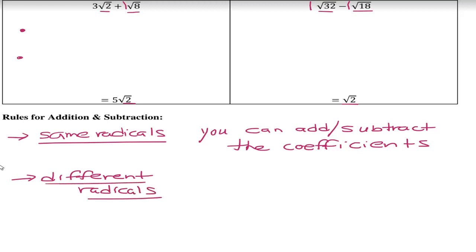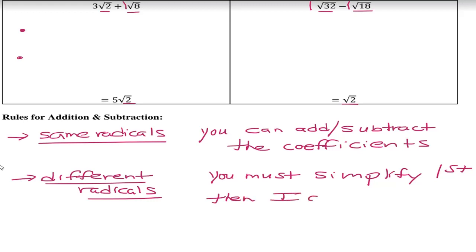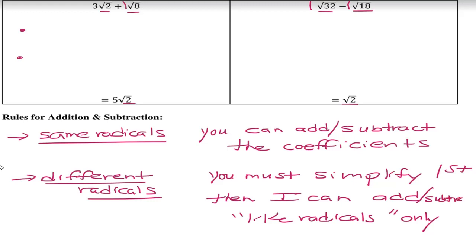The first thing I'm going to have to do is simplify first. Once I simplify, then I can add the same radicals or the like radicals only. I could add or subtract the like. And I'm going to show you what that looks like.